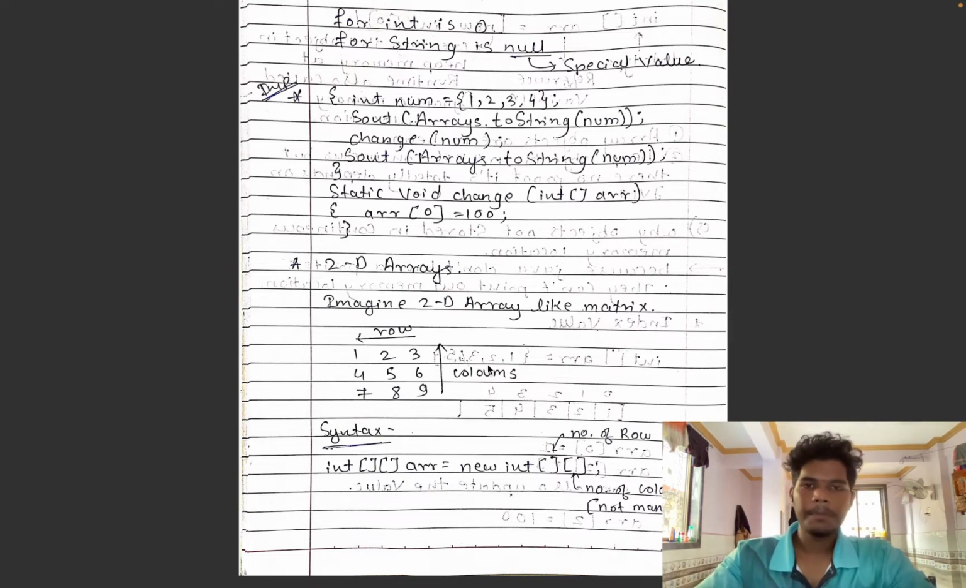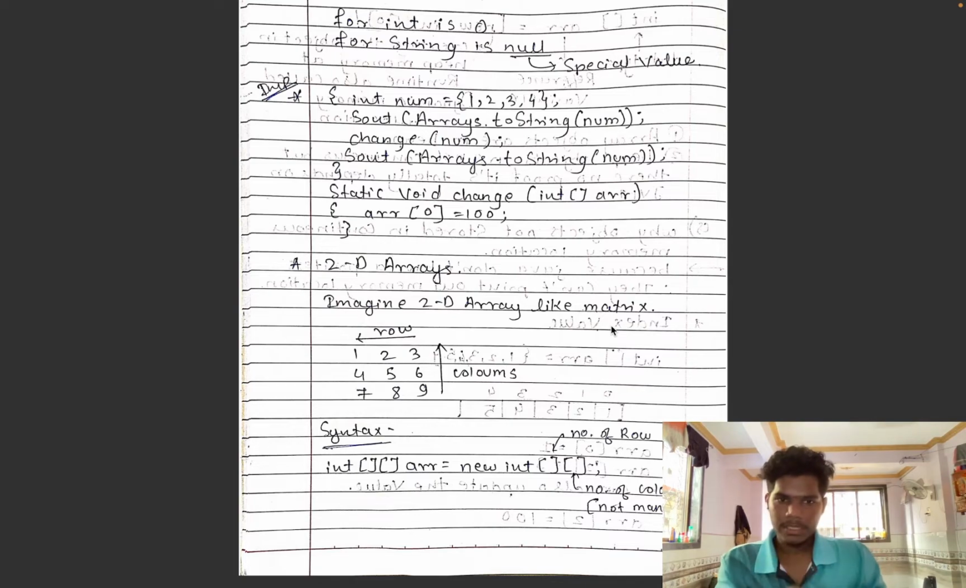You know matrix. A matrix has rows, like you see 1, 2, 3, 4, 5, 6, 7, 8, 9. This is the row, right? And you see 1, 4, 7, then 2, 5, 8, and 3, 6, 9. That is a column. That is a row. That is a column. That is a row. That is a column. It's a matrix. Basically, it's like this.